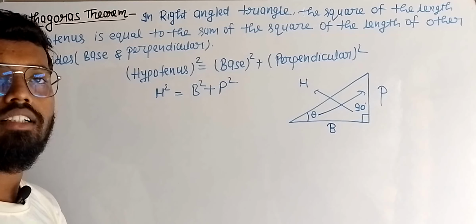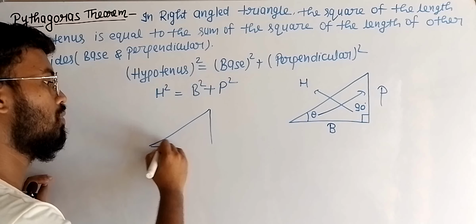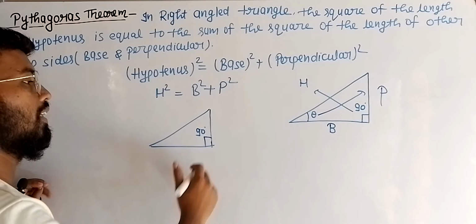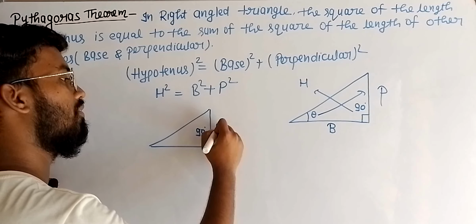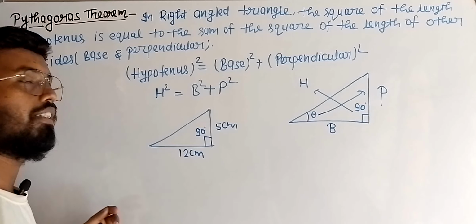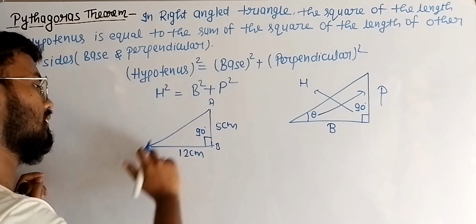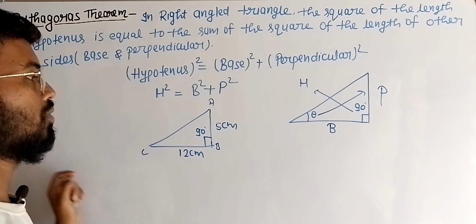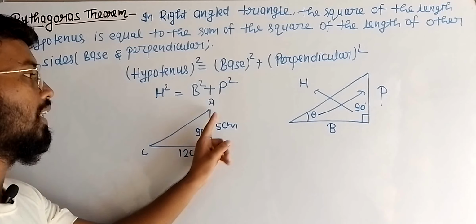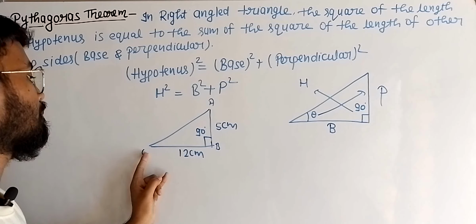Some questions are asked frequently in examinations like this. A triangle is given to you, and it is mentioned that this angle is 90 degree, the length of this side is 5 centimeter and the length of this side is 12 centimeter, and they ask for the length of this side AC. So they mention that in triangle ABC, if angle B is equal to 90 degree and AB is equal to 5 centimeter and BC is equal to 12 centimeter, then what is the length of AC?